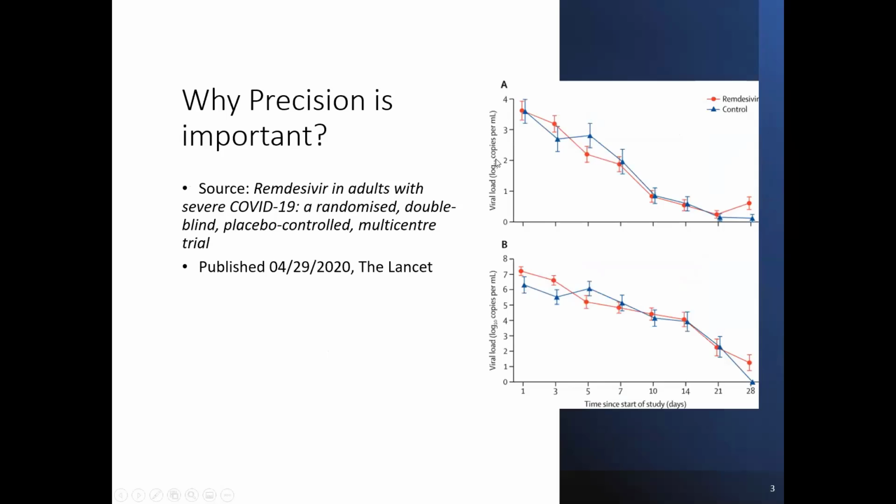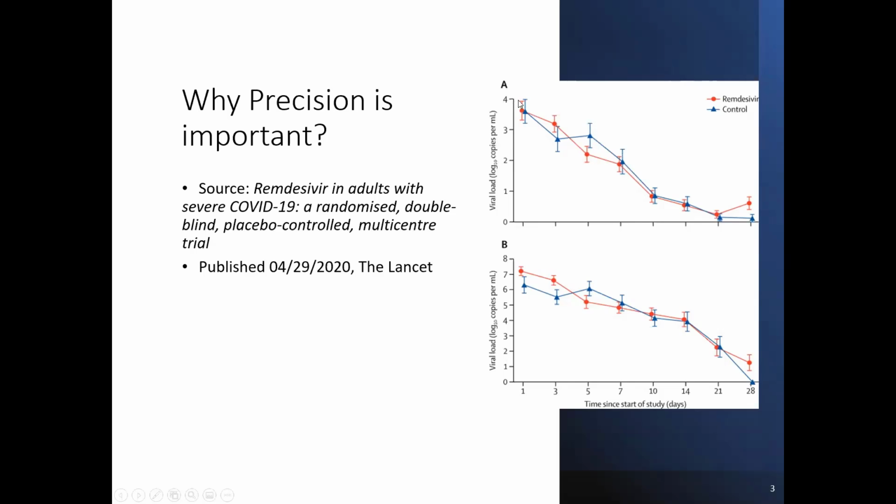This is a scientific paper published last year in April in the very prestigious biomedical journal The Lancet. The title of the paper is Remdesivir in Adults with Severe COVID-19: a randomized, double-blind, placebo-controlled, multi-center trial. So it's basically a medical trial looking at remdesivir's effect on COVID-19 patients. These two graphs are similar, so let's just look at the first one.